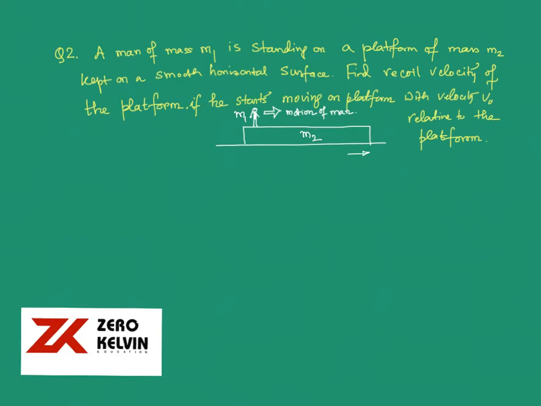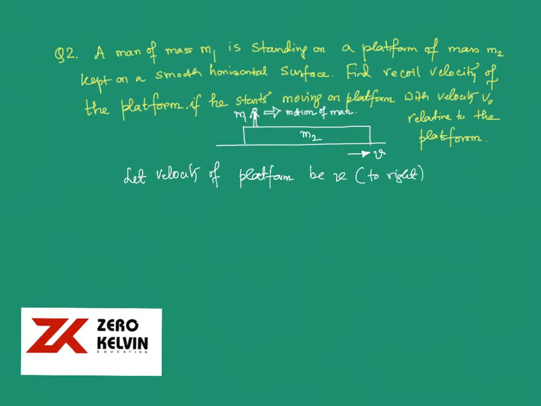So I have a habit of considering all the displacements and velocities towards the right. So in that way, it's my preference. You can have your own preferences, say. So I'll do this. So let the velocity of the platform be v towards the right.